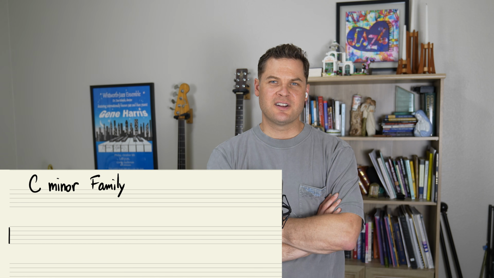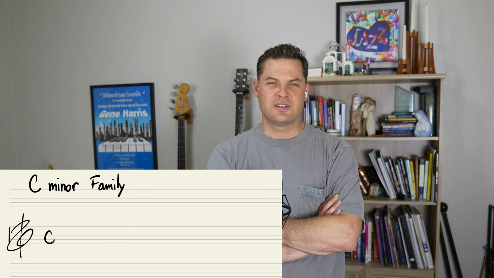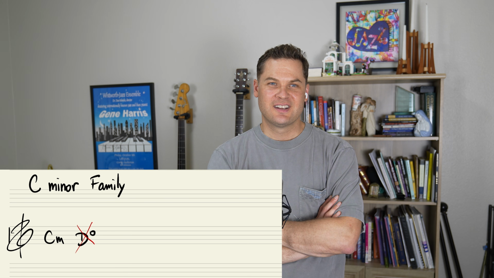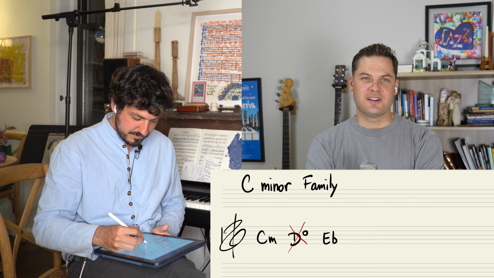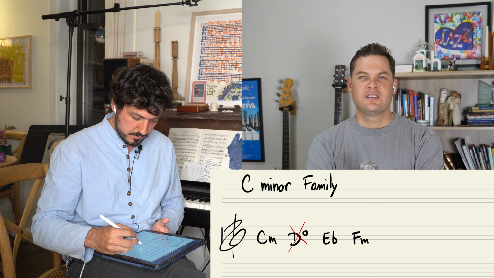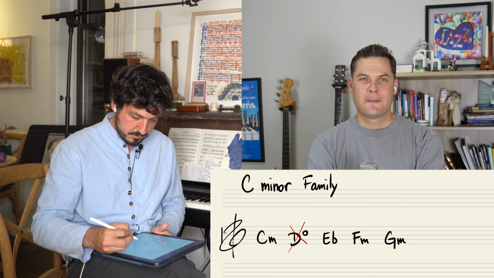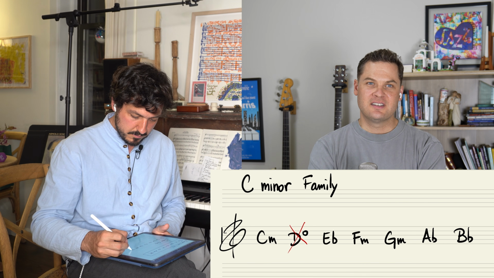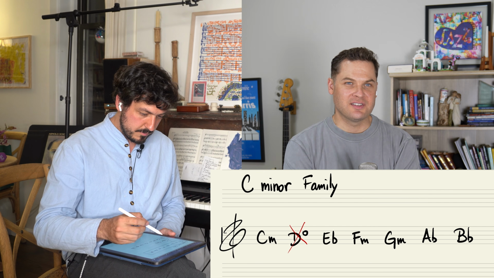We take now C minor, the scale of C minor natural, and we write all the chords that we can build using C minor natural. They are C minor, D diminished, which we're never going to use, E flat major, F minor, G minor, A flat major 7, B flat 7, and then we're back around to C minor.